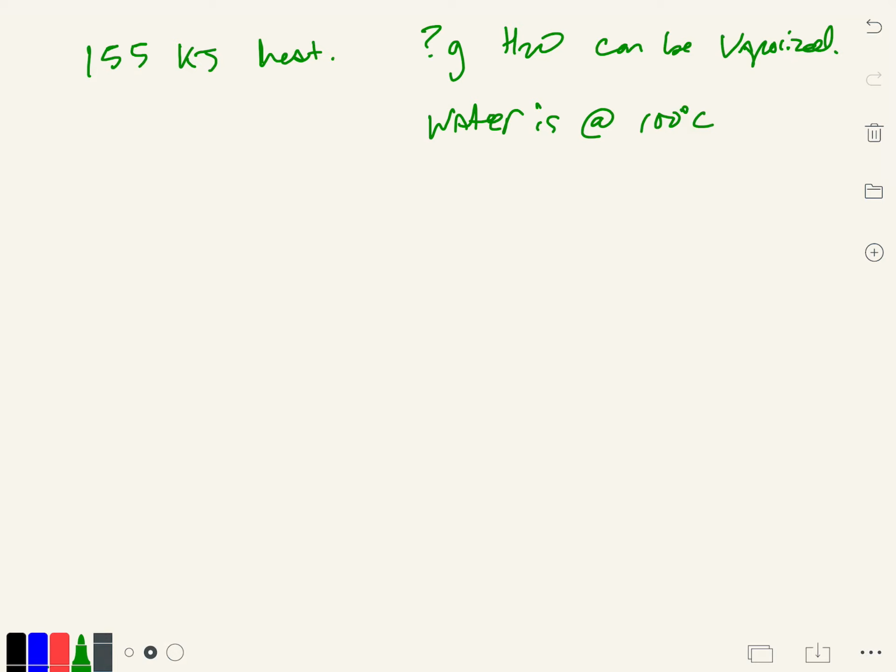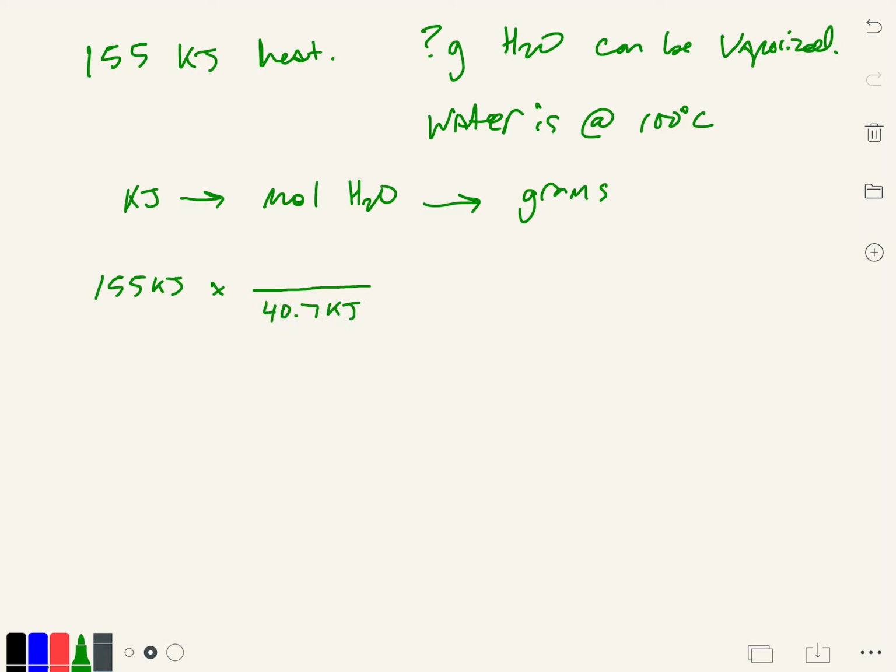So we would need to set up some conversions. Mainly, we would need to be able to convert the kilojoules of heat into moles of water, and then moles of water into grams. So the way that we're going to do this is we're going to say there are 155 kilojoules of heat. Using the heat of vaporization, I know that 40.7 kilojoules is required for every mole of water at its boiling point. So every mole requires putting in 40.7 kilojoules. One mole of water, so 2 moles of hydrogen, 1 mole of oxygen, off the periodic table is 18.02 grams.